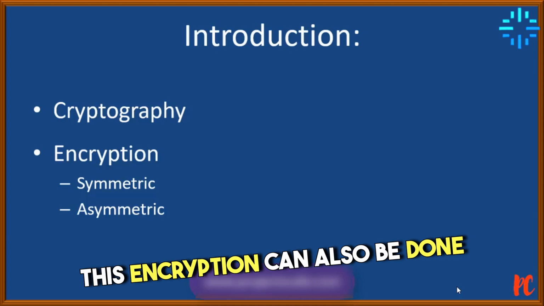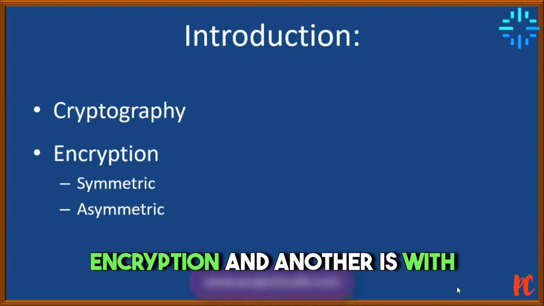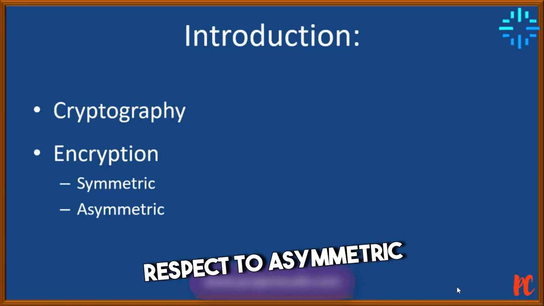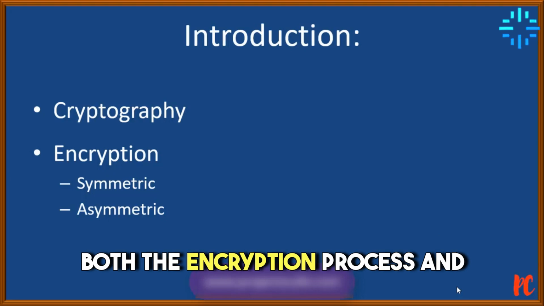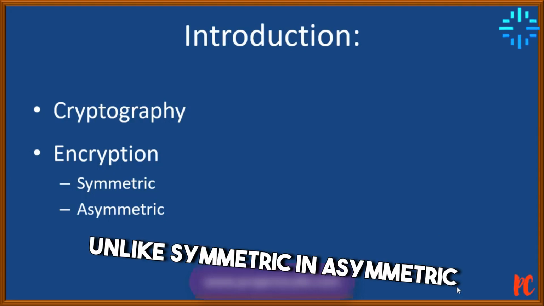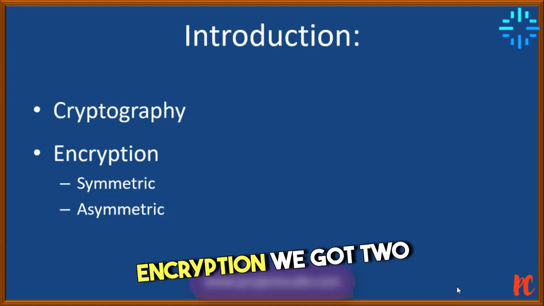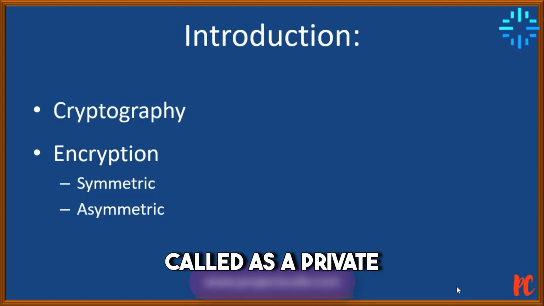This encryption can also be done with respect to two mechanisms. One is symmetric encryption and another is asymmetric encryption. If the same key is used for both the encryption process and the decryption process, then we call it symmetric encryption. Unlike symmetric, in asymmetric encryption, we have two independent keys. One we call a public key and one we call a private key.